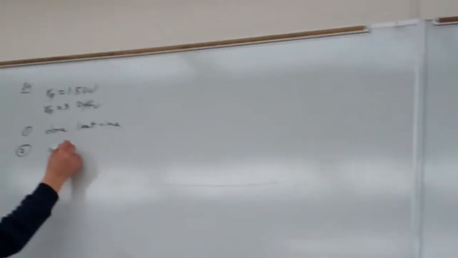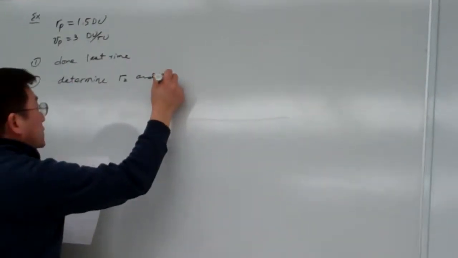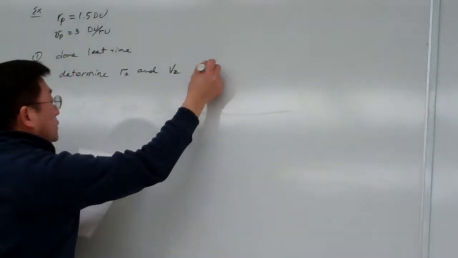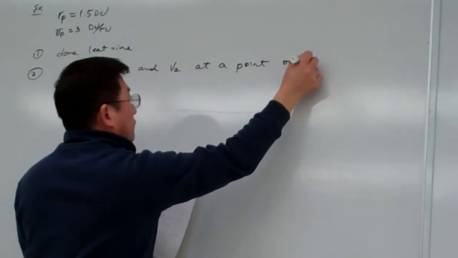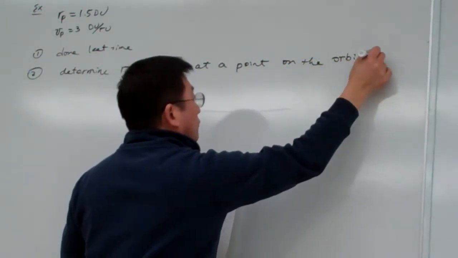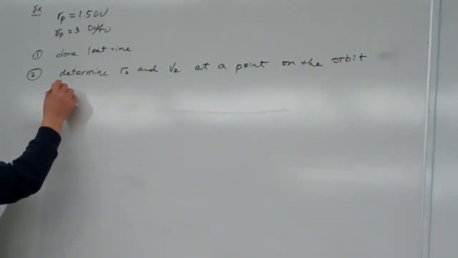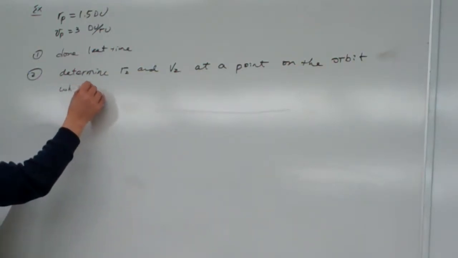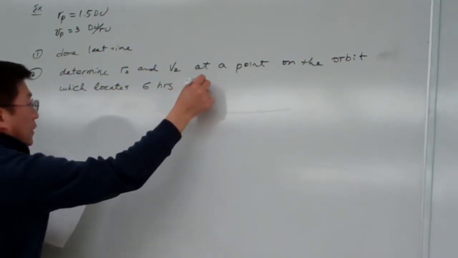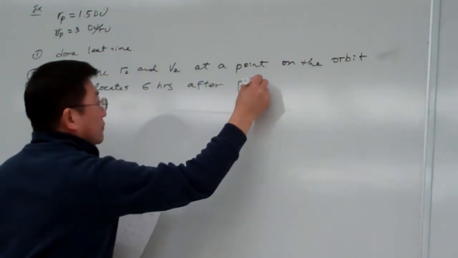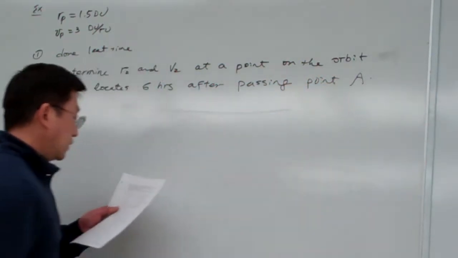Determine R2 positions and velocity V2 at a point on the orbit, which will take 6 hours after passing point A.